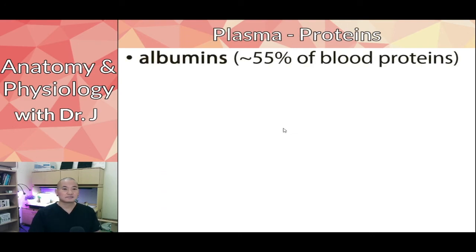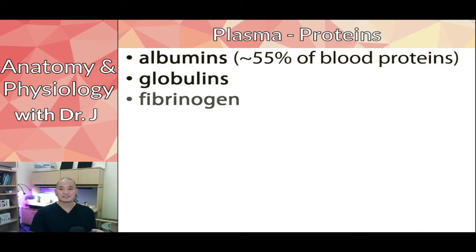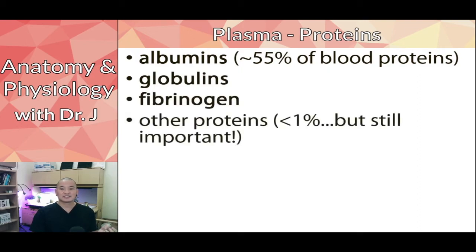So there are many different types of proteins in your plasma. Albumins make up the majority of the blood proteins in your plasma. Remember, blood is a connective tissue, and instead of having solid extracellular fibers, you have plasma proteins, and albumins are the majority. Then you also have another category called globulins, and then you have fibrinogen and other proteins that make up the rest. And what's one example of this less than 1% that's still important?